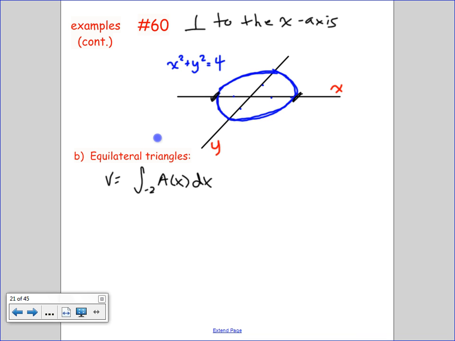Yeah, because it's my radii, so negative 2 to 2, good. What's my area formula for equilateral triangles? Well, long story short, you got it. When you cut it, that's the side, that's 1/2 the side, because it's going to be bisecting it.